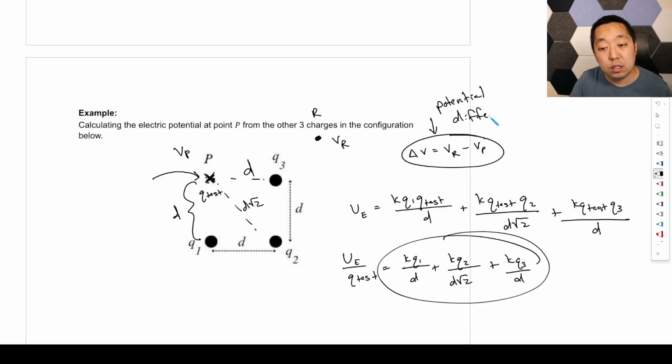It is the difference between 2 points in space. And again, it's related to potential energy. That's why we taught you how to calculate the potential energy of a configuration, and now we're talking about the potential at a location, again very closely related to the potential energy.